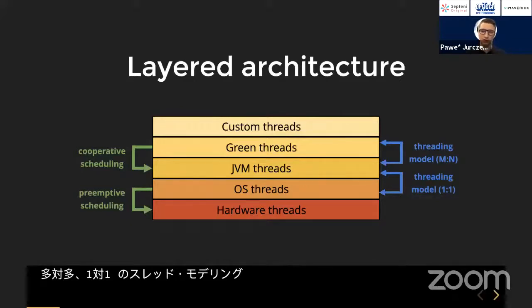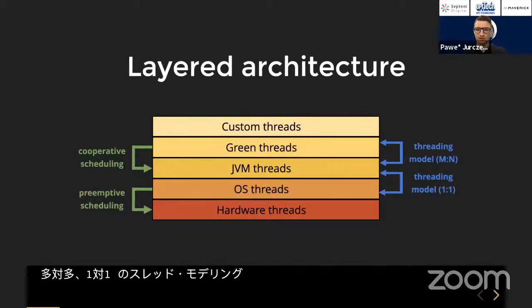The second threading model is called M2M, which means that M threads from the higher layer will be executed on N threads from the layer that is directly below. This is the model that we usually have when it comes to green threads, not only on the JVM platform, but in modern software development in general. In case of the JVM platform, though, this might mean that we will be executing, for example, 1 million green threads on top of 10 JVM threads.